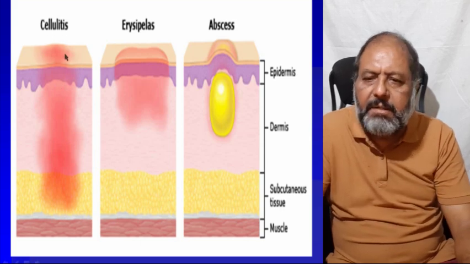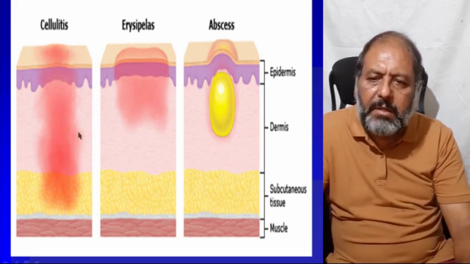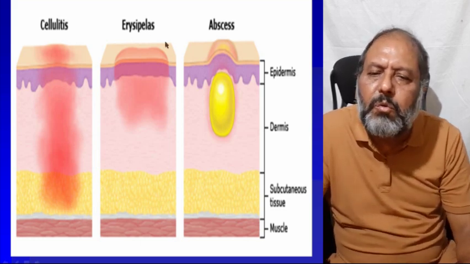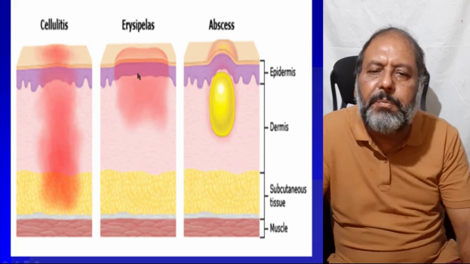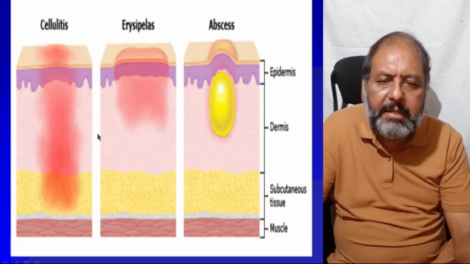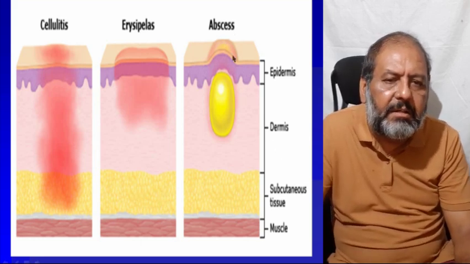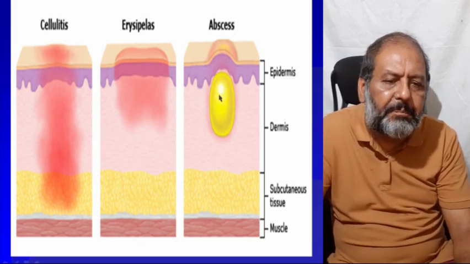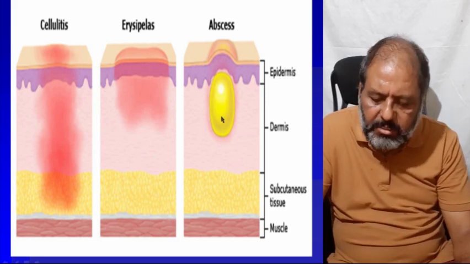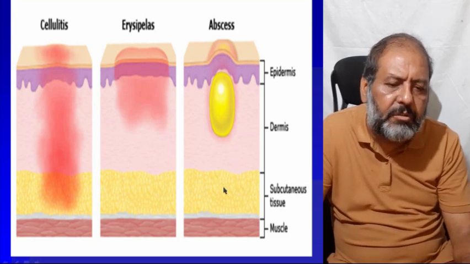Here one can see the cellulitis, the infection goes so deep from the epidermis, dermis, and to the subcutaneous fat. If we compare it with erysipelas, the infection goes only to the dermis layer but not to the subcutaneous fat. And here, in the case of the abscess, it is the pus which is just in a sac and is limited to the dermis, and it has not gone to the subcutaneous tissue or subcutaneous fat.